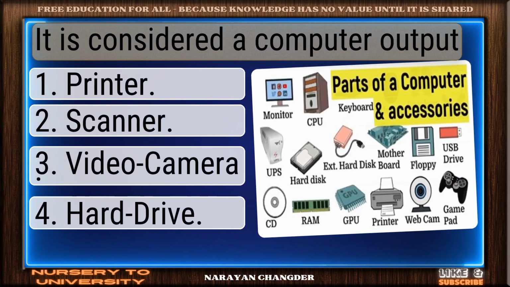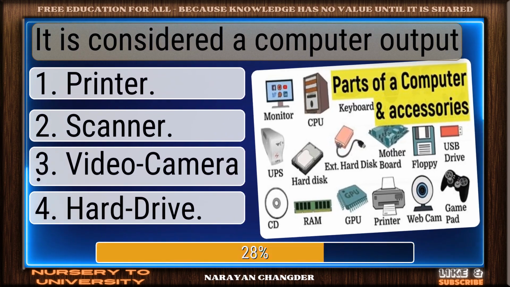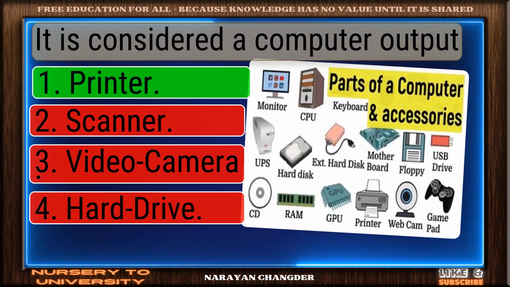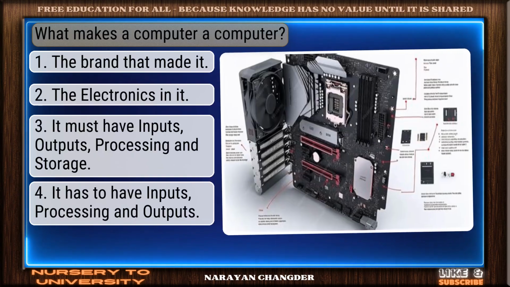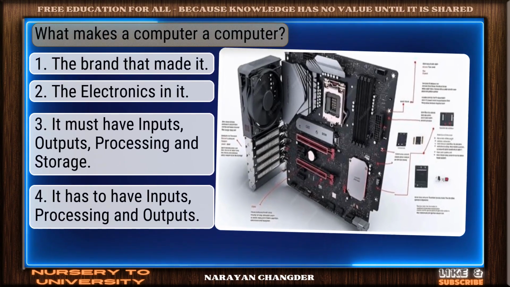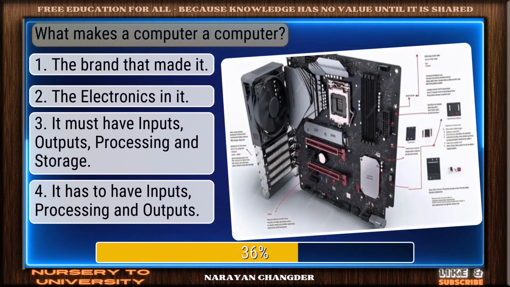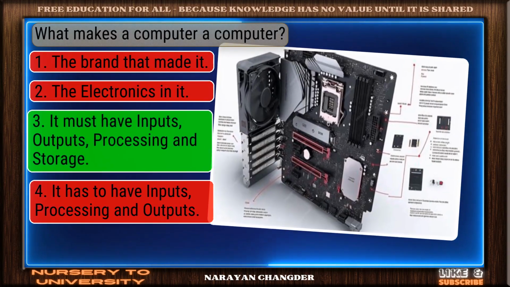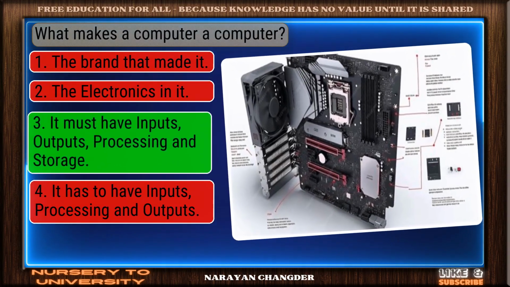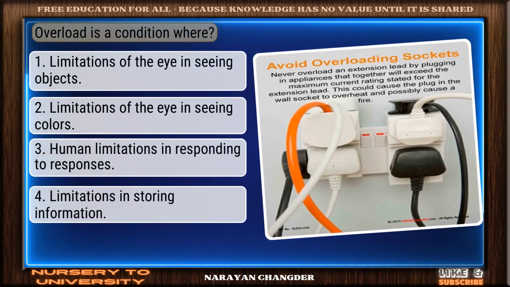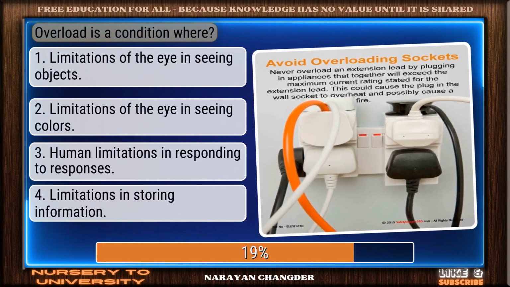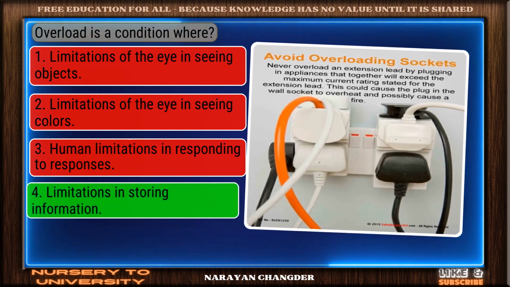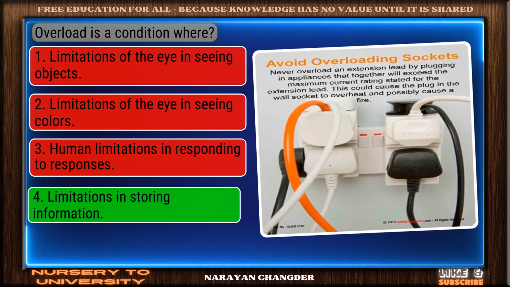Question number 70. It is considered a computer output. Well reasoned. Printer is the correct choice. Question number 71. What makes a computer a computer? Well done. It must have inputs, outputs, processing, and storage is the right choice. Question number 72. Overload is a condition where? Well picked. Limitations in storing information is the correct answer.